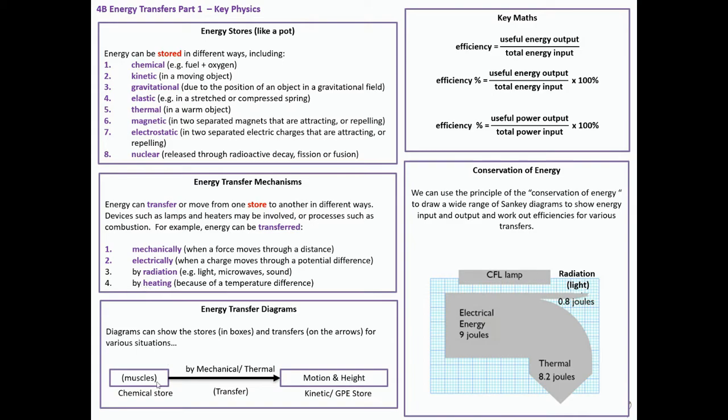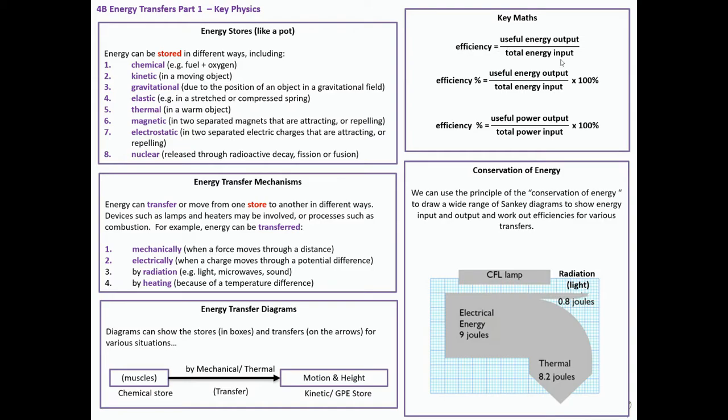Now, we tend to show these sort of ideas by using a box for what it is. So my muscles could be picking something up. So that's chemical store. On the arrow is the transfer, like mechanical and thermal. And then that could go into motion and height. You're lifting an object, so it could go into a kinetic or GP store. So the stores tend to be underneath the boxes of what it is, and the transfers are on the arrows. Try and stick to that format. You get marks for it.